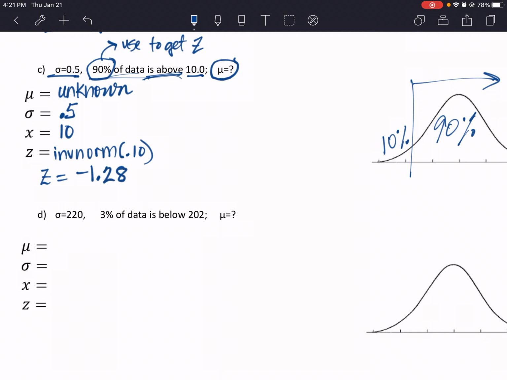I need to solve for the mean, but I have three things: sigma, x, and the z. So here we go. Let's write it on the next page. Let's fill this in. x minus the mean over the standard deviation. Okay, so let's fill in what we know. Here we go. z is negative 1.28.